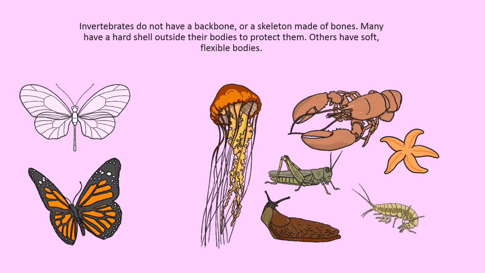Now, as previously discussed in last week's lesson, invertebrates do not have a backbone or a skeleton made of bones. Many have a hard shell outside their bodies to protect them. Others have soft, flexible bodies. Look at the animals over here. Which ones have soft, flexible bodies and which ones have a hard shell outside their bodies?